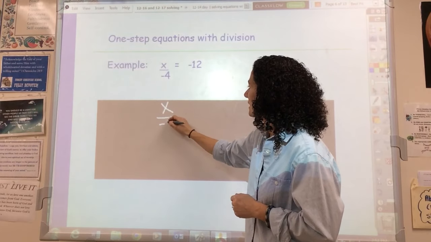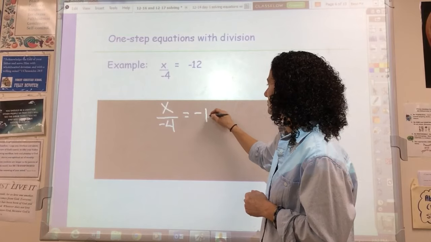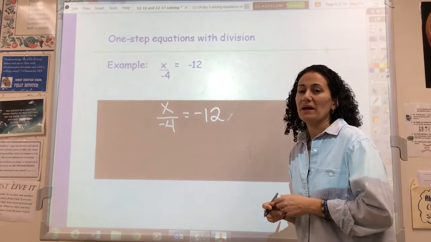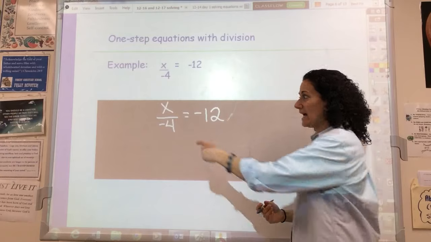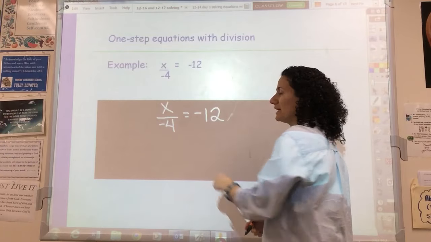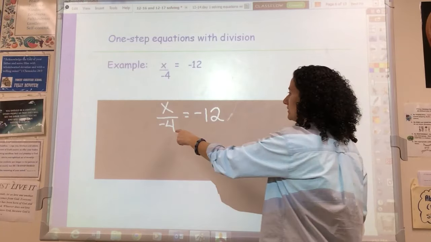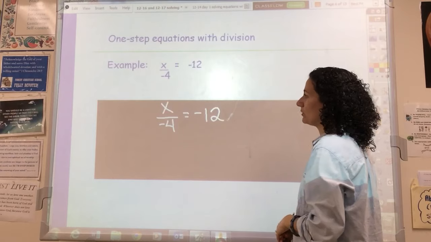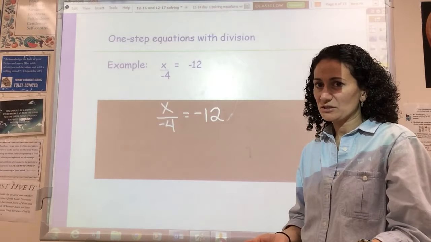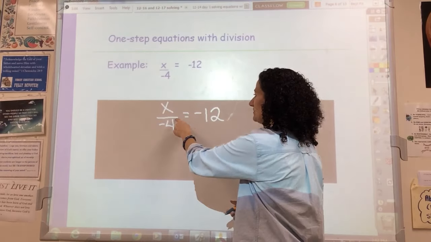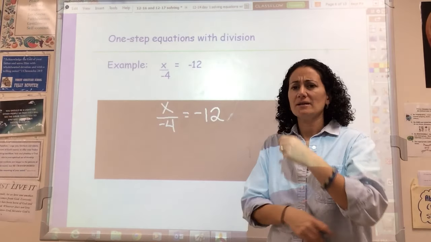So, write down the equation. Again, I'm going to try to isolate x, which means I have to get rid of the negative 4. To get rid of the negative 4, the number with the variable, I have to use opposite operations. The opposite of division is multiplication.